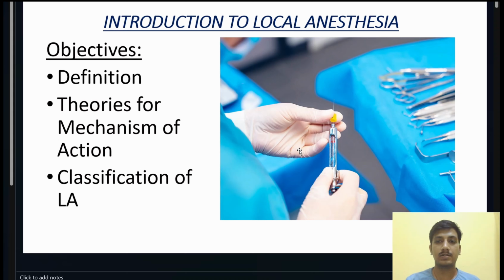Here is our first lecture on local anesthesia, where we deal with the definition, the theories for mechanism of action, and the classification of local anesthetic agents. This is the most important topic in oral surgery as well as in periodontics. Also, it is helpful in the general surgery department to correlate with that.